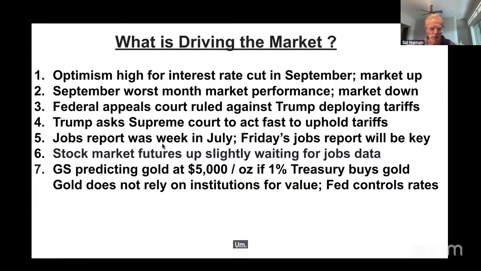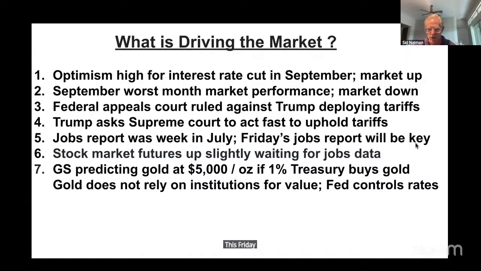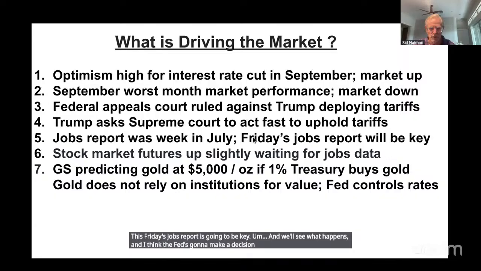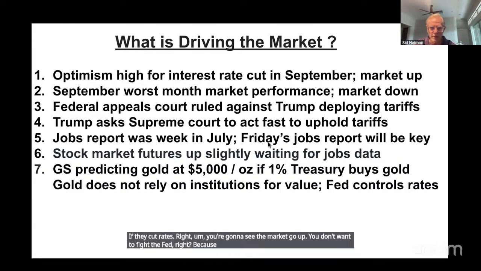Jobs report was weak in July. Last month it was weak. So that caused the Fed to say, well, we're more inclined to cut rates. This Friday's jobs report is going to be key. And we'll see what happens. And I think the Fed's going to make a decision within the next week or so in terms of cutting rates. If they cut rates, right, you're going to see the market go up. You don't want to fight the Fed, right? Because if the Fed cuts rates, it means the market's going to go up. But we'll see if they do it.